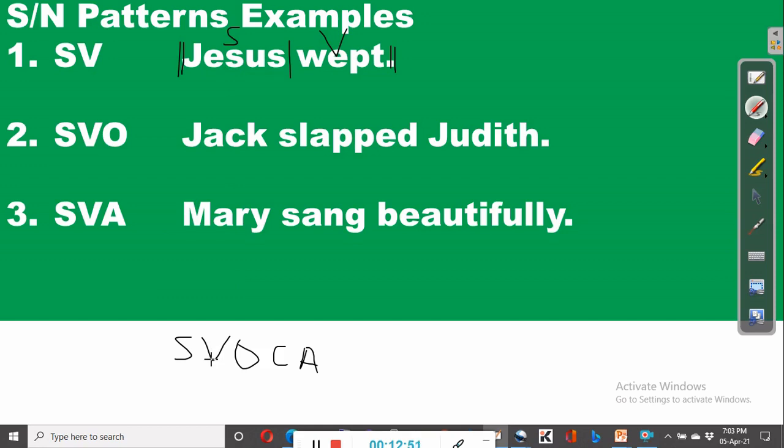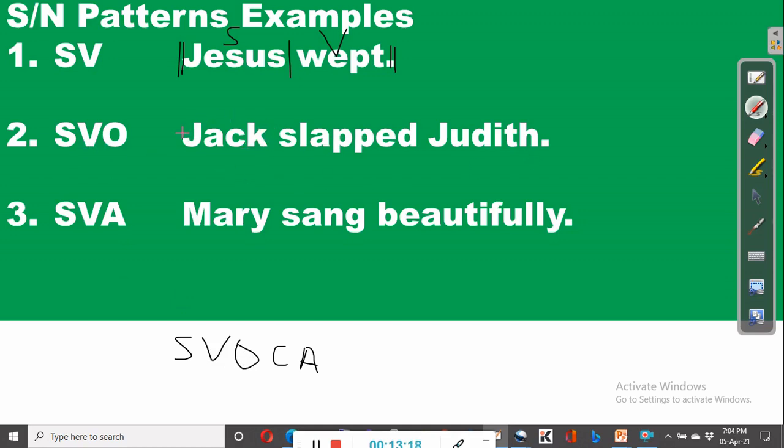Then the verb is the action word or the being word. When you study parts of speech or word classes, you define a verb as a word that indicates action or a state of being in a sentence. So a verb is called an action word or a being word. Then the object is the receiver of the action. And let's look at it in the light of this sentence.